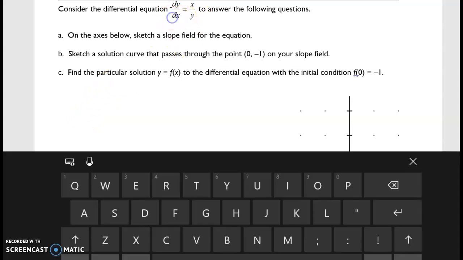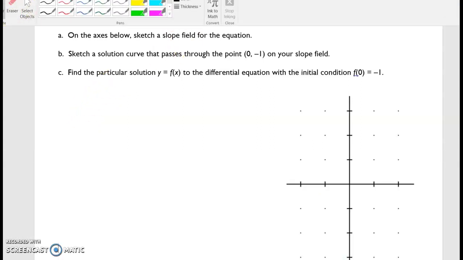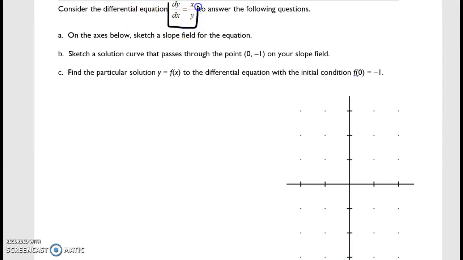So we have this differential equation, dy dx equals x over y. We'll be using that throughout the problem. So part A says sketch the slope field. So I can go point by point and draw in all the slopes, just x over y. But remember some shortcuts here. Dy dx, my derivative, will equal 0 when x is 0. And it will be undefined when y equals 0, since I can't divide by 0.